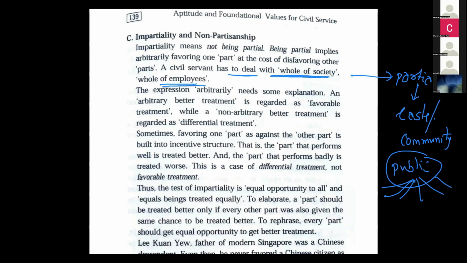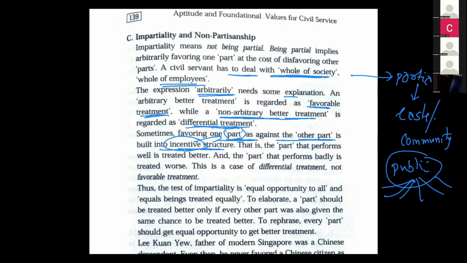The expression arbitrary needs some explanation. Arbitrary treatment is regarded as favorable treatment. You are favoring one, while a non-arbitrary better treatment is regarded as differential treatment. Sometimes favoring one part as against the other part is built into the incentive structure. Means you are favoring one part, right? One part here can be anything. It can be a particular people, particular community. So if you are favoring one community, you are giving incentive to that particular community. So you go into that incentive structure.